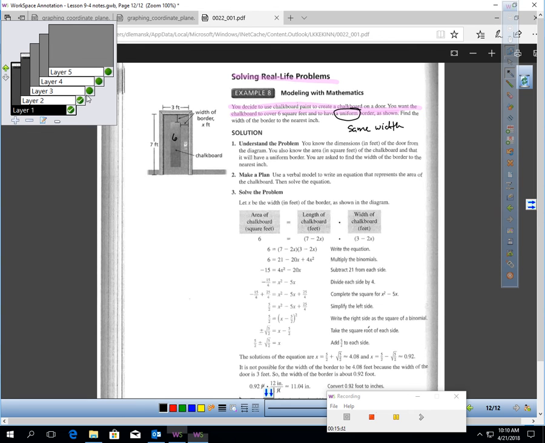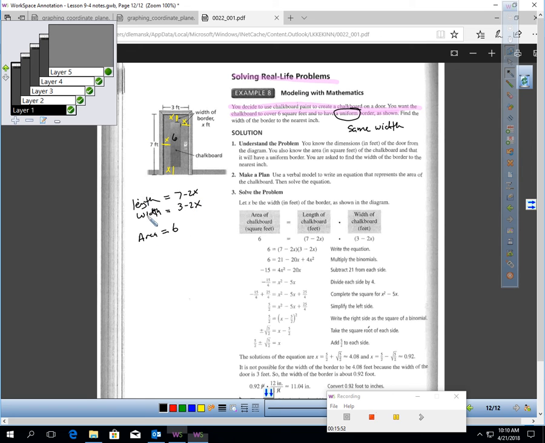Okay, same width, uniform. So you notice this length, I'm marking it, should be the same amount, so I'm labeling it as x all the way around. So the length of this thing, if the entire door is 7 feet, if I take away the x on top and the x on the bottom, if I take away 2x, that's the length of the chalkboard. And the width, if the width of the door is 3 feet, if I take away x on the left and x on the right, if I take away 2x, there's my width.